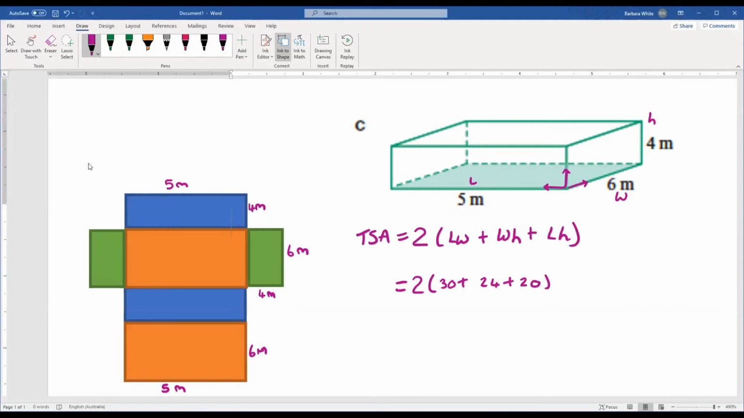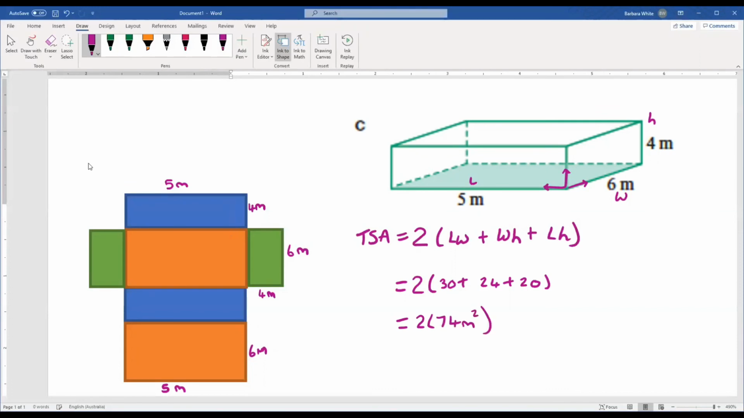And then we double that, of course, because there's 2 of each of those rectangles. And you can look at the net over here. We've got a 5 by 6 rectangle, which is our 30 here. We've got a 4 by 6 rectangle, which is the green ones. That's 24. And then we've got our 5 by 4 rectangle here, the 2 blue ones, and that's 20. So we add that all together, multiply it by 2. 30 plus 20, that's 50. Plus 24 makes it 74. 2 lots of 74.